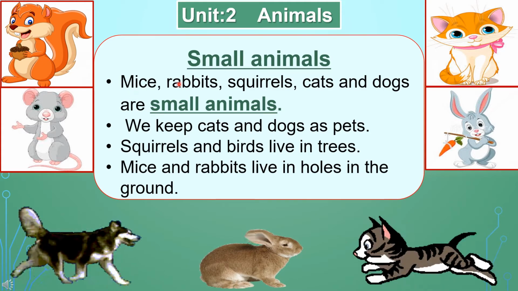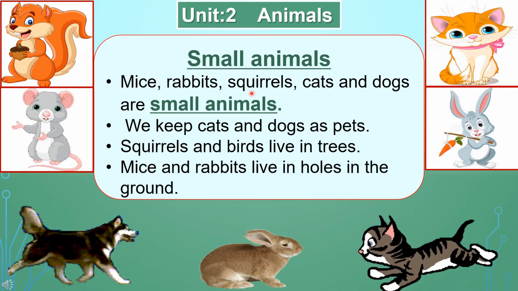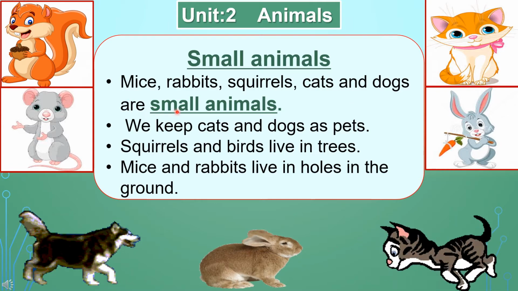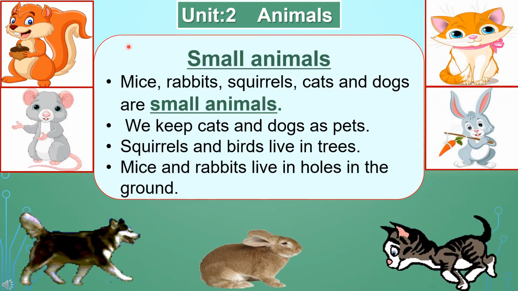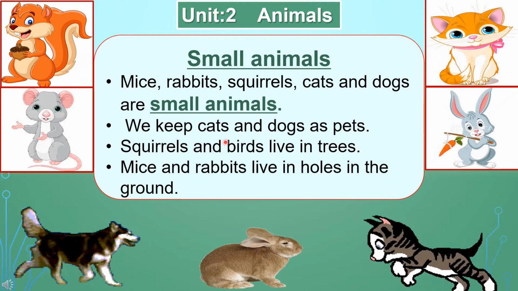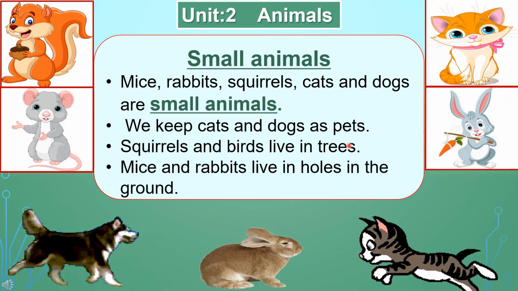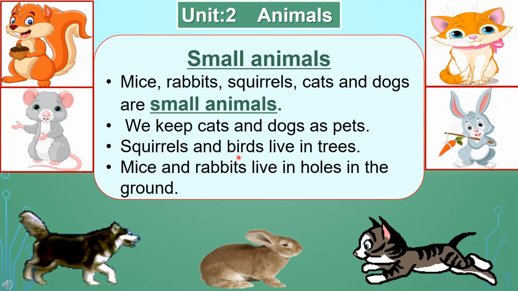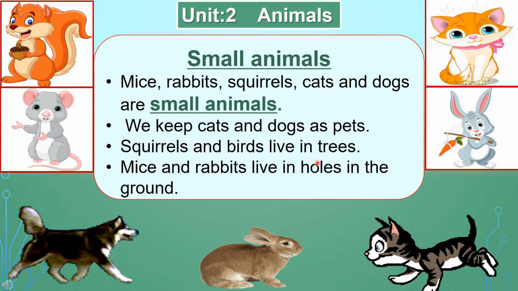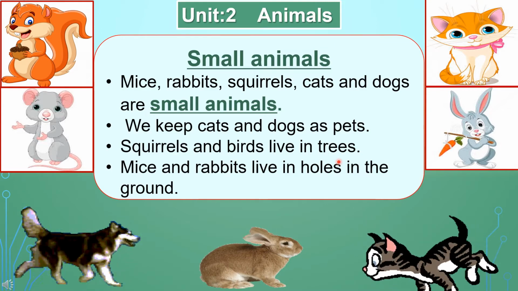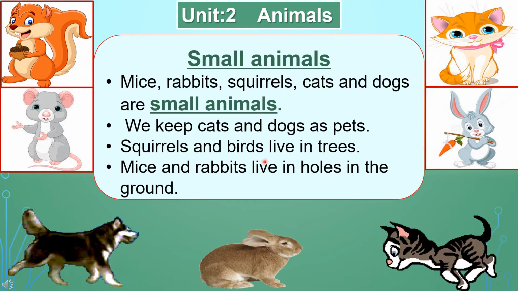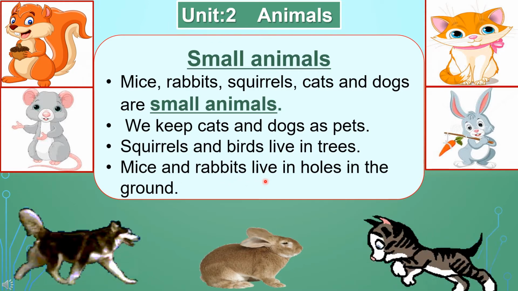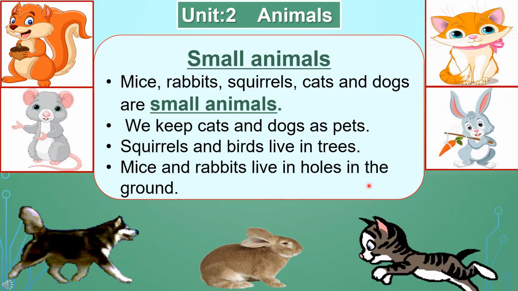Small animals: mice, rabbits, squirrels, cats, and dogs are small animals. We keep cats and dogs as pets, and most of you do. Squirrels and birds live in trees. Squirrels and birds live in trees, and they are also small. Mice and rabbits live in holes in the ground.